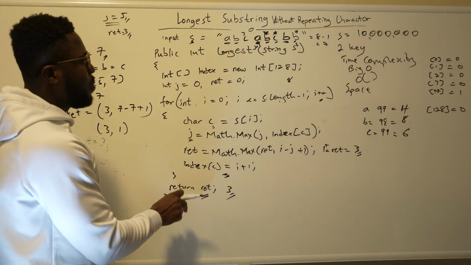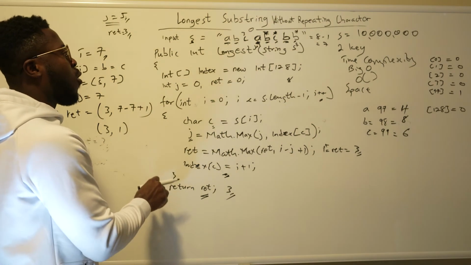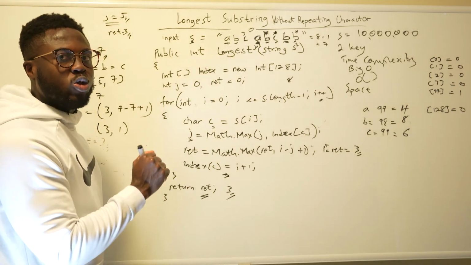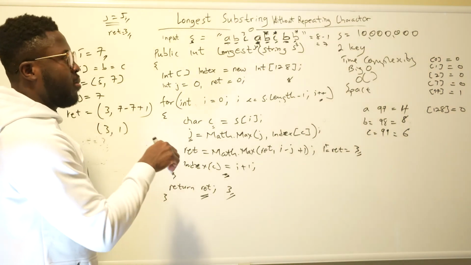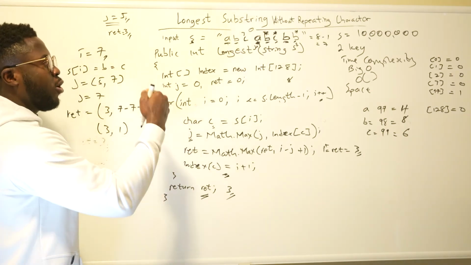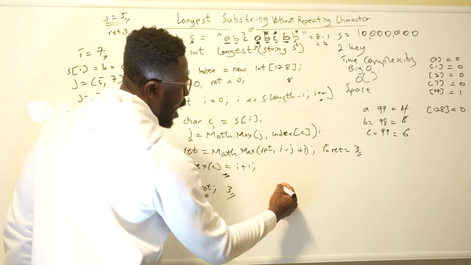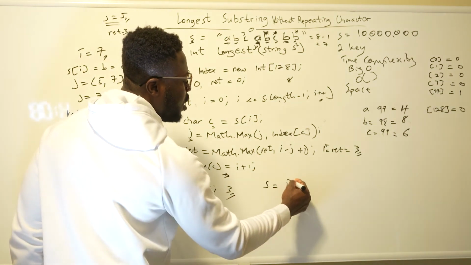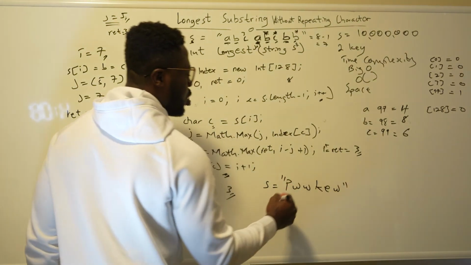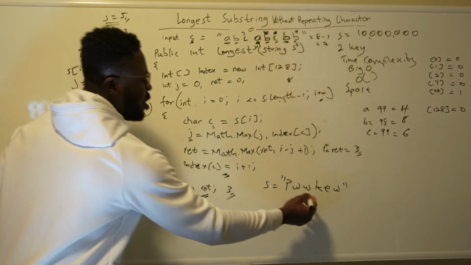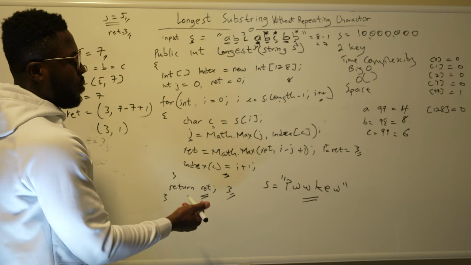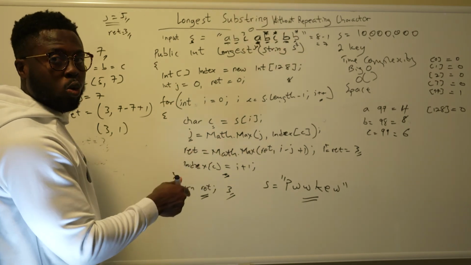And this algorithm is pretty much going to work no matter the size of the input that is going to be given to us. The algorithm is going to work. Just to give you a trial, you can follow the same explanation and try it with an input of P, W, W, K, E, W. So just try and use this input to go through the algorithm and try and do it on your own.